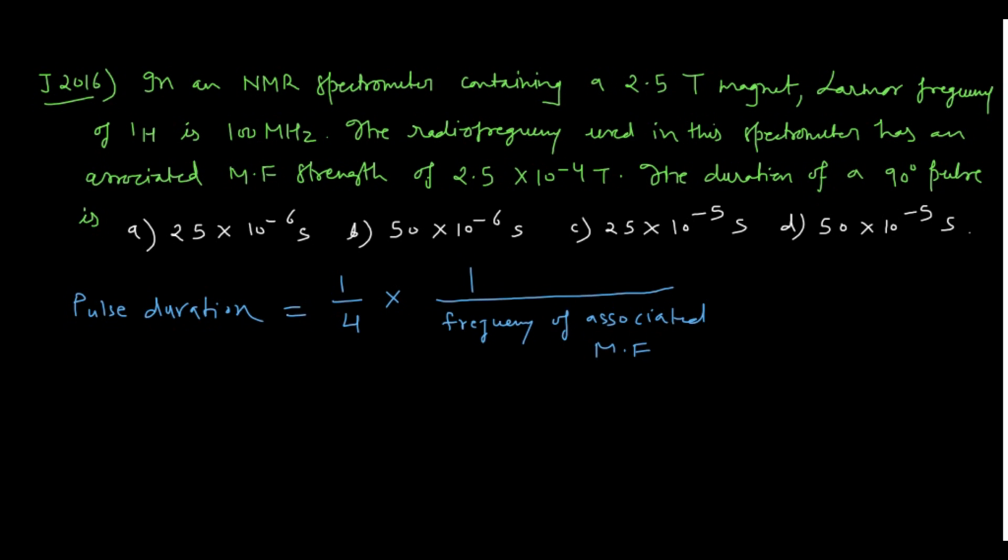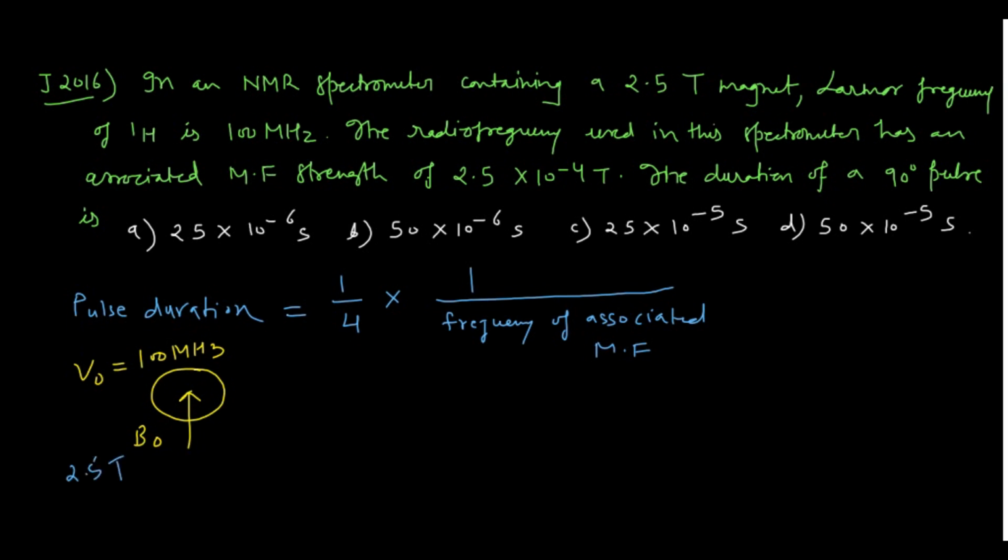So how can we go about this? Say this is my external magnetic field, and that external magnetic field has an associated frequency, the Larmor frequency, which I can say is 100 megahertz. In the question itself it is given that for the 2.5 Tesla magnet the Larmor frequency is given. So I can write 2.5 Tesla here also.